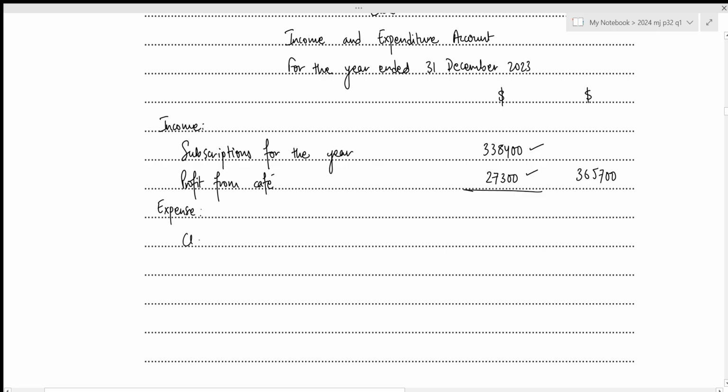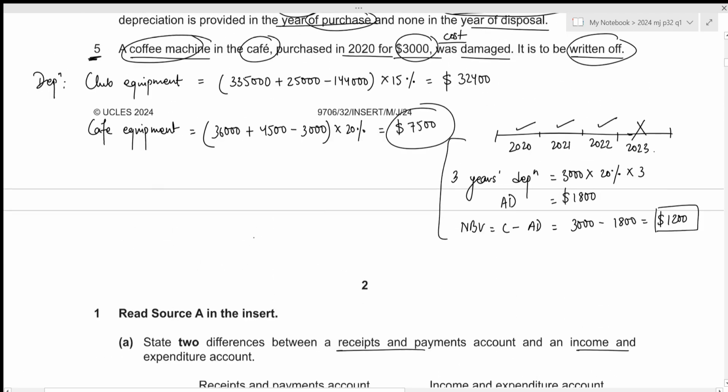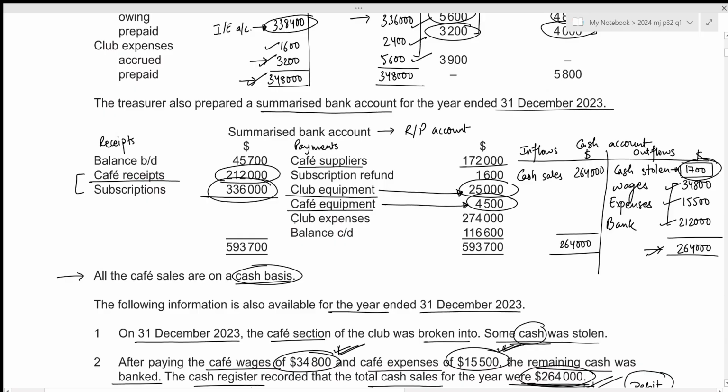The very first one will be the club expense. The amount paid during the year will be recorded within the payment section right here. 274,000. Then we also have the accrued and prepaid expenses. So we always start with the amount that was paid during the year. That will be 274,000. Then we can start with the opening prepaid. The opening prepaid will always be added. And we have the closing accrual, which will again be added. So that will be plus 3,900 plus 5,800. This results in the value of 283,700. Let's write it down.